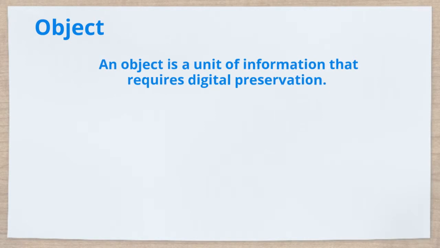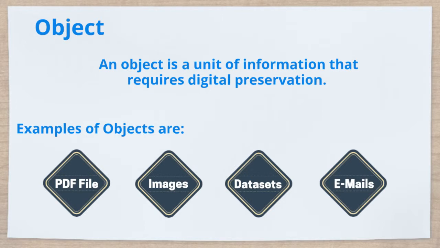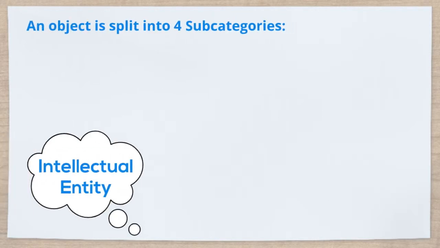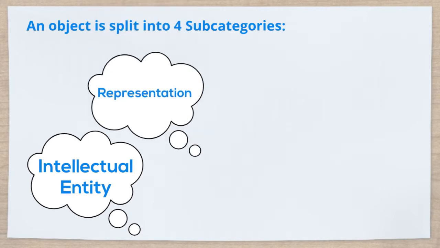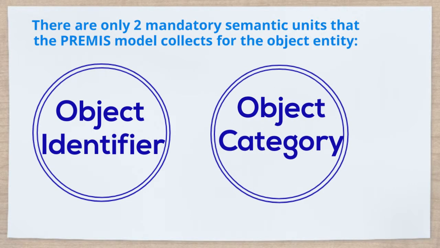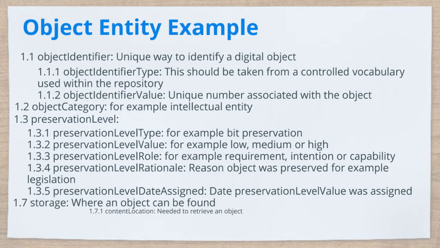The first entity is an object, which is a unit of information that requires digital preservation. Some examples are a PDF file, images, datasets and emails. The object entity is then split into four subcategories: intellectual entity, representation, file and bitstream. Object identifier and object category are mandatory semantic units for this entity. These are some examples of some of the semantic units that could be recorded for an object.